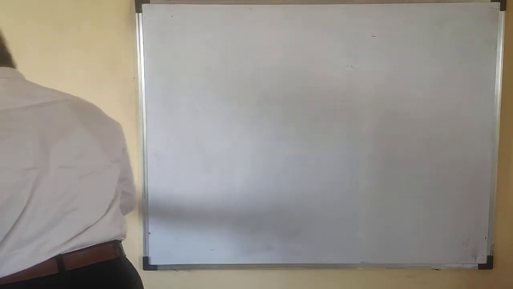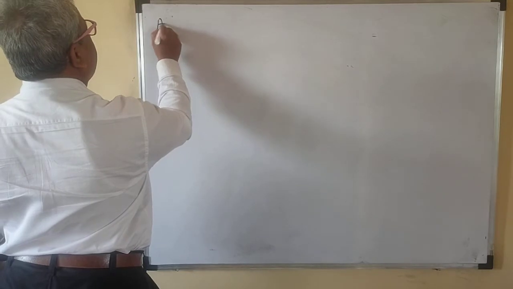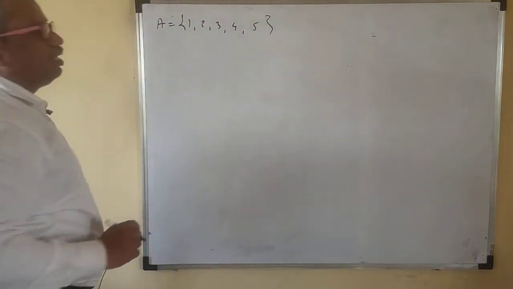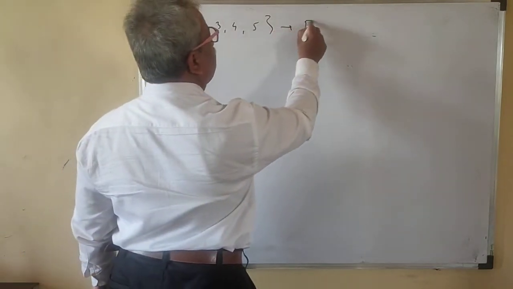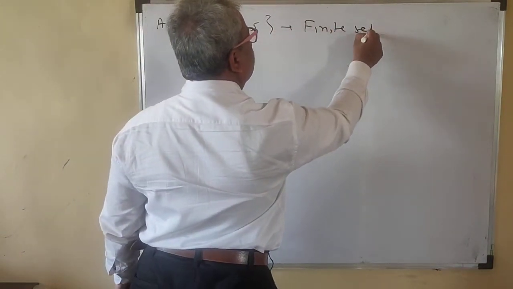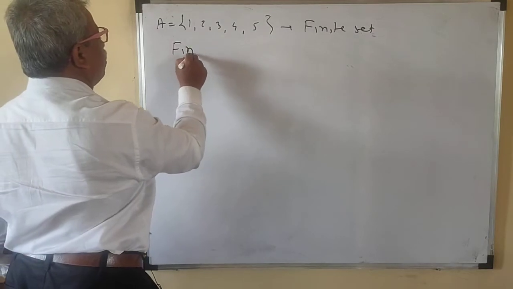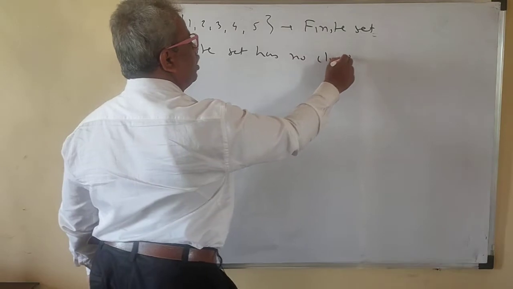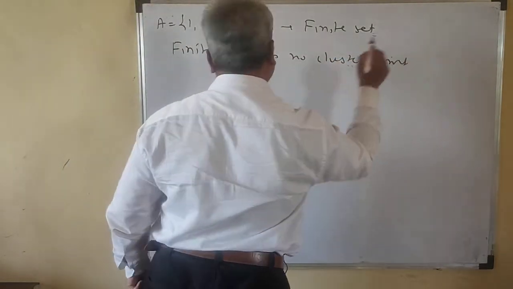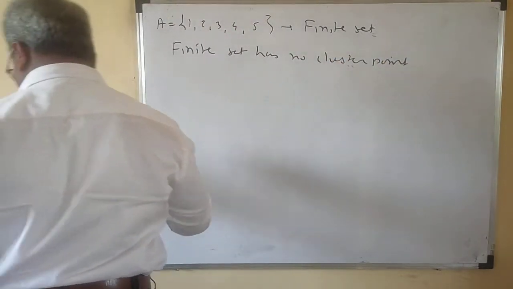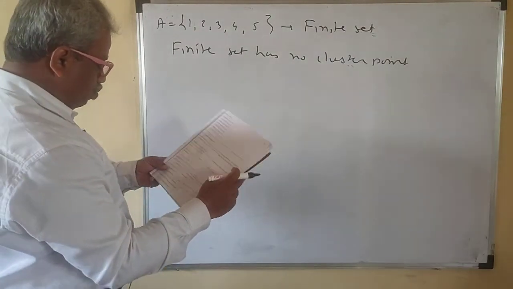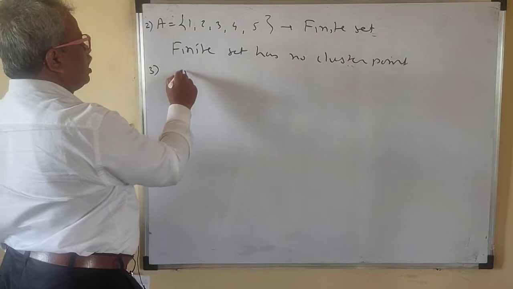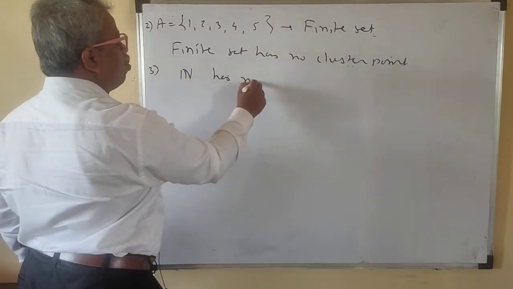Now suppose a finite set is there. A is equal to {1, 2, 3, 4, 5}, something like this. This is a finite set. So a finite set has no cluster point. You should note this. This is the second one. This is the third one. The set of natural numbers has no cluster point.